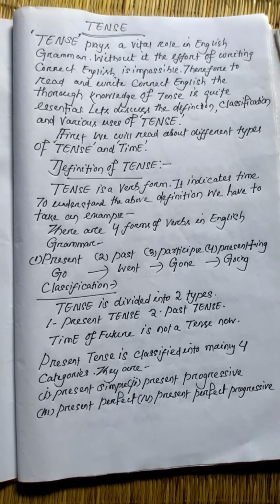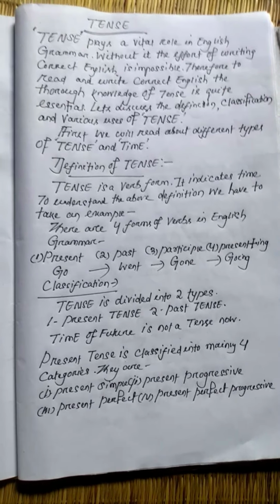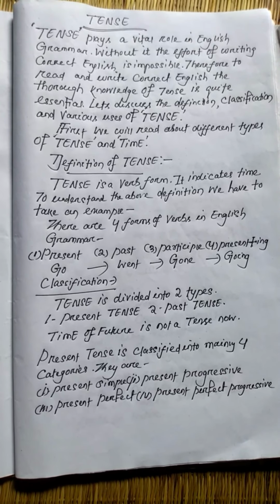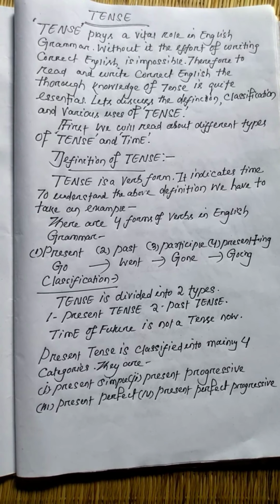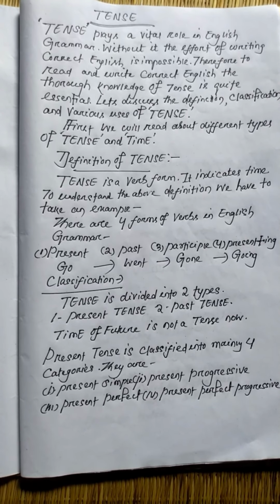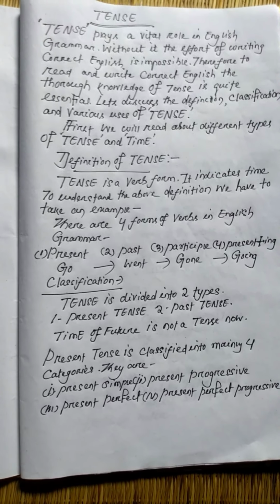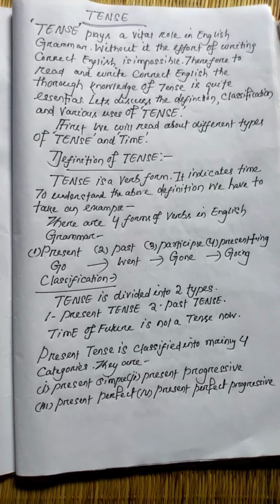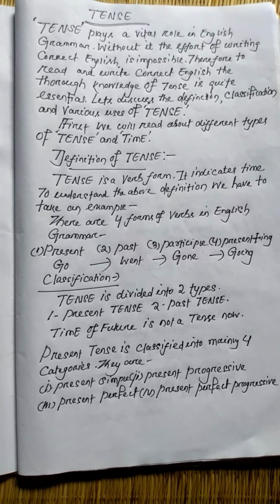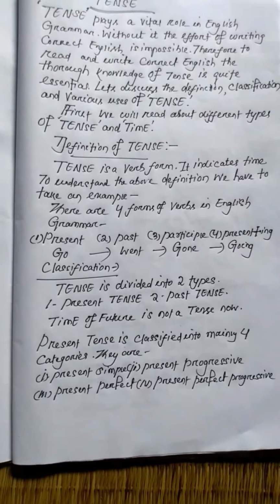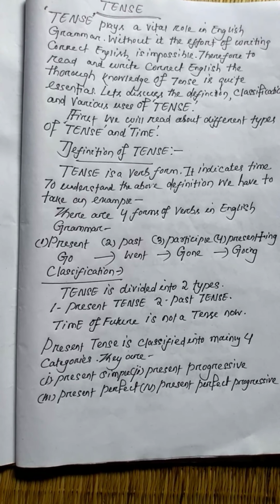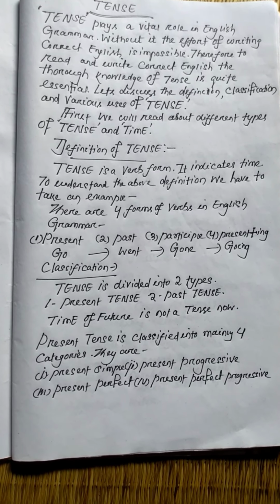To understand the above definition, we have to take an example. There are four forms of verbs. The first is present, second is past, third is participle, and the last one is present plus ing. That means the ing form of the verb. An example may be taken: went is past, gone is participle, and going is the ing form of the verb.